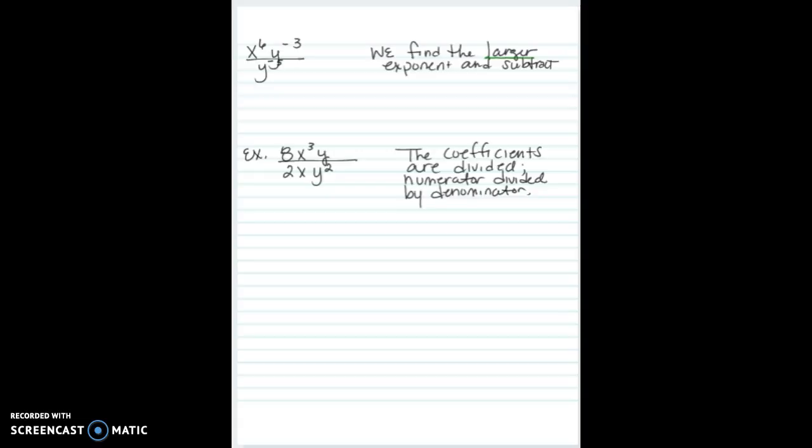X to the 6th, there isn't another x, so we keep x to the 6th, and that would stay in the numerator. Looking at the y's, the negative 3 is larger than negative 5, and the y is also in the numerator, so I'd have y, and then I would have negative 3 minus negative 5 for its exponent, which equals x to the 6th y squared. Negative 3 minus negative 5 would be a positive 2.